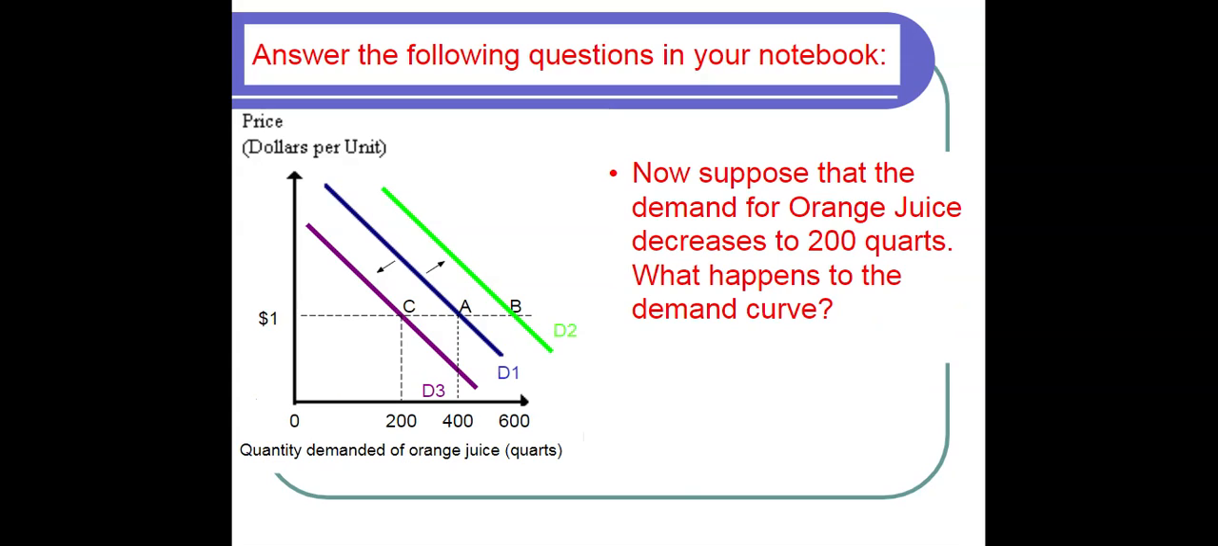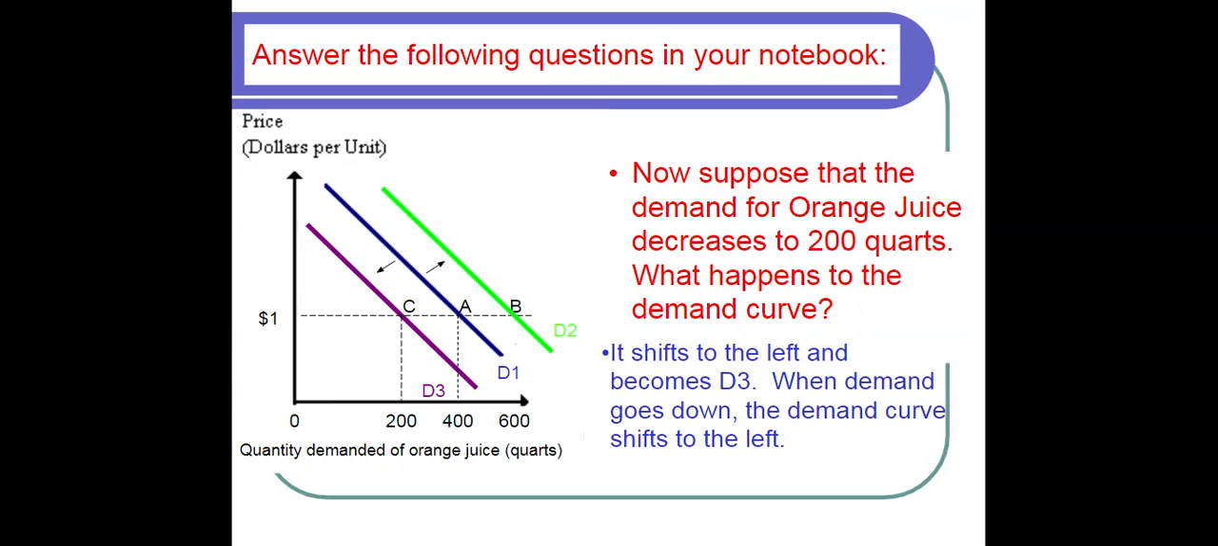Now, suppose that the demand for orange juice decreases to 200 quarts. What will happen to the demand curve? Which direction will it shift? The demand curve will shift to the left and become D3. When demand goes down or decreases, the demand curve shifts to the left.